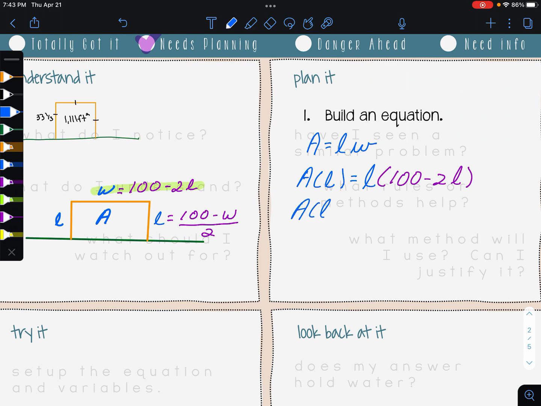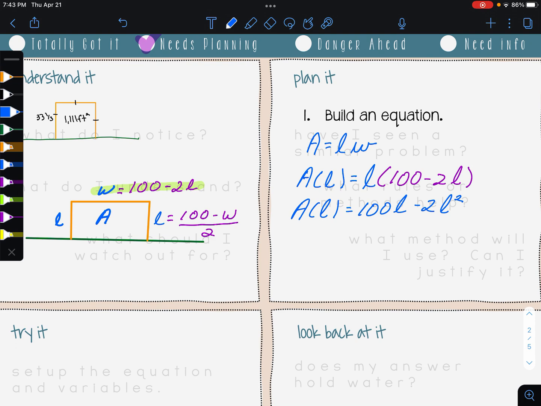So we would have area of L is equal to 100L minus 2L squared. Okay, I think I'm definitely liking this approach because look at what we have.